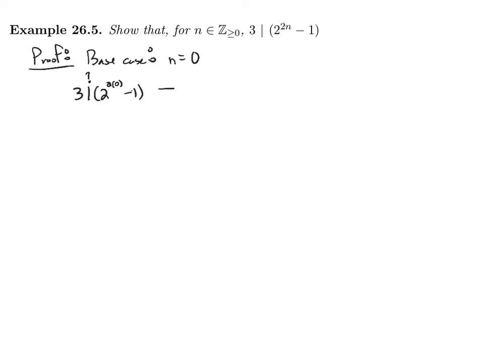Well, 2 to the 2 times 0 is 2 to the 0. And anything to the 0, except for 0, is 1. So this is 1 minus 1, which is, of course, 0. So we have, is 3 a factor of 0? Well, the answer is yes. Everything's a factor of 0. 3 times 0 is 0. So 3 is a factor of 0. We're good to go. It's true for the base case.